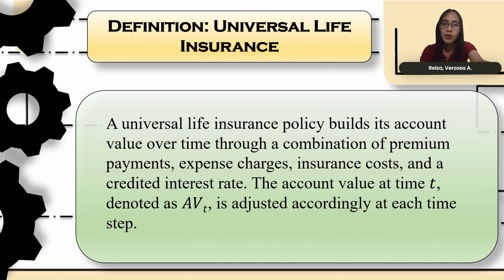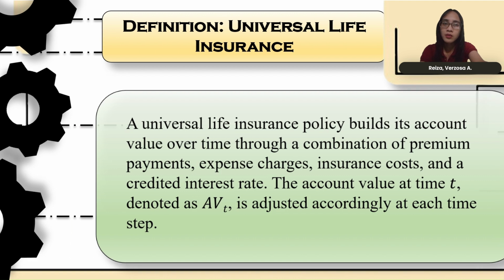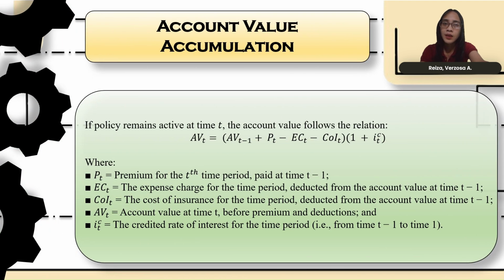The account value of a universal life insurance policy changes over time based on the premiums, expenses, insurance costs, and interest. If the policy remains active at time t, the account value is equal to the previous account value at time t minus 1 plus the premium P_t minus the expense charge EC_t and the cost of insurance COI_t, all multiplied by 1 plus i_t^c, where i_t^c is the credited interest rate.